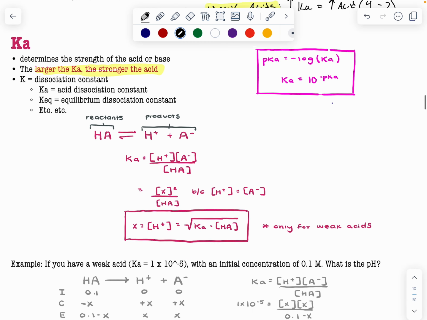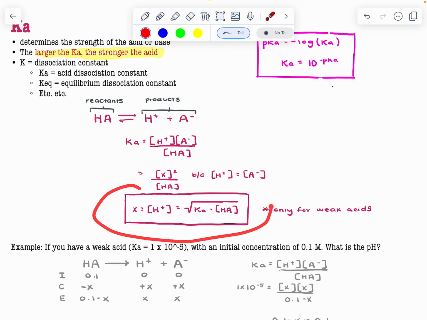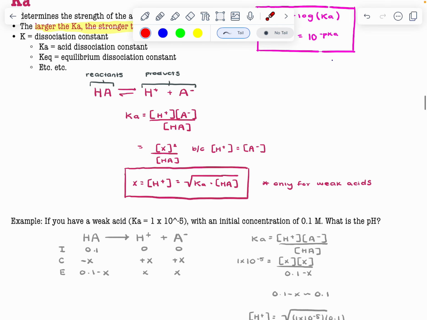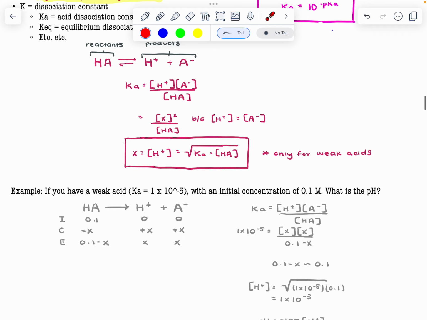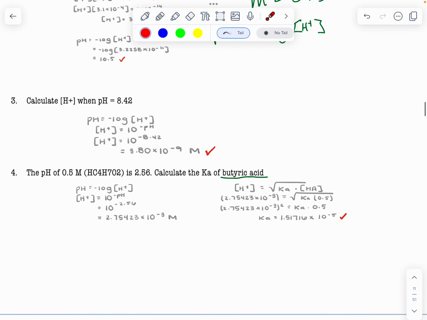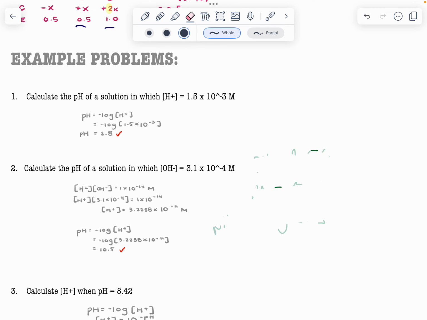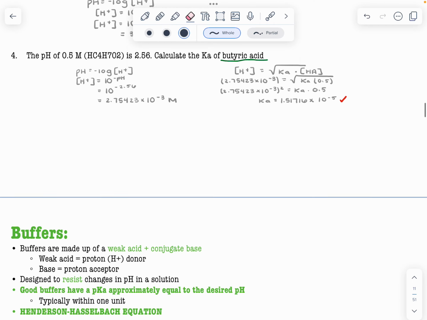Now with that out of the way, we'll keep on moving down, and this equation right here, we will use specifically for weak acids, and I will go over it in a second when we do some of the practice problems. But here are some practice problems within this study sheet. You guys can do them on your own time. It gives great breakdowns of how to do these problems, and also helps you see what you need to do and how you need to do it.